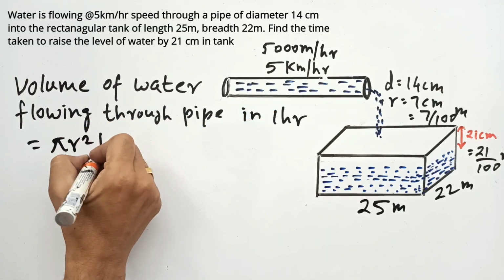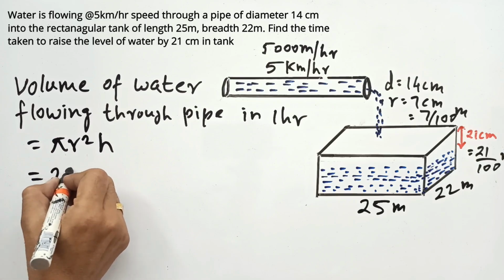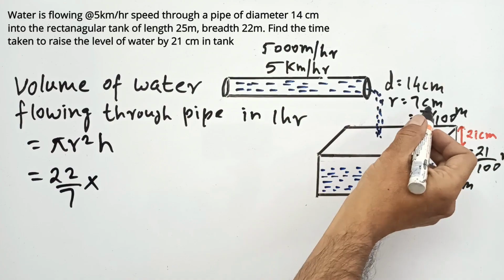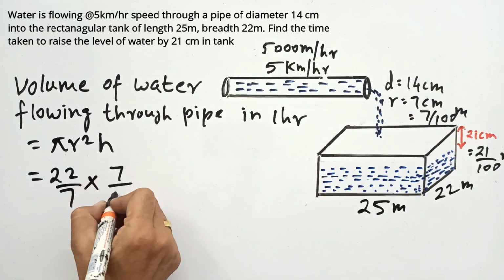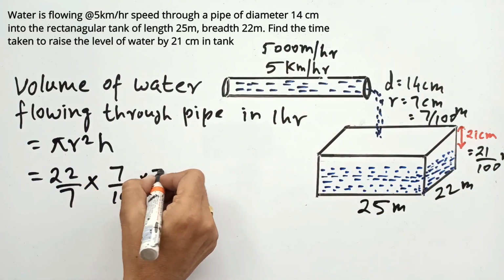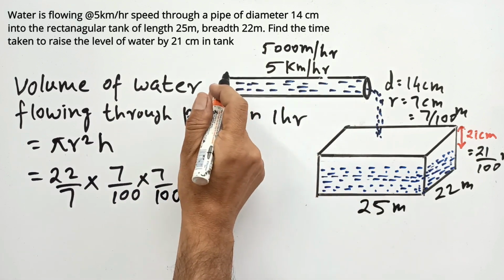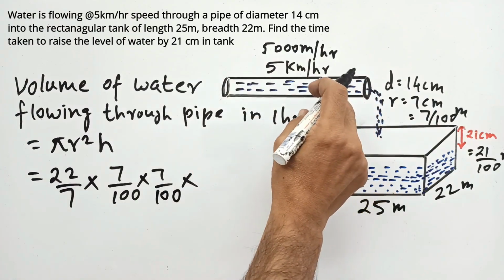Using the formula pi r square h. Radius of pipe 7 upon 100 meter. Height means this length in 1 hour.